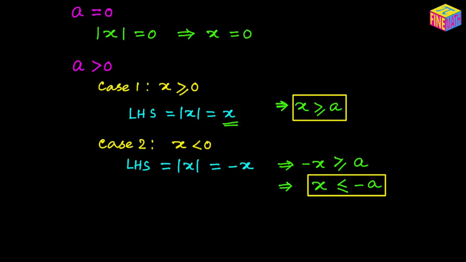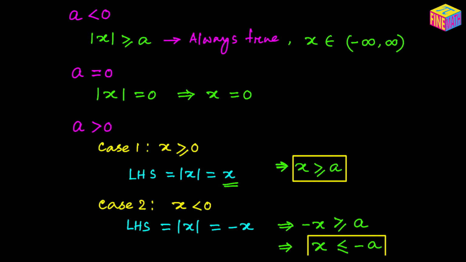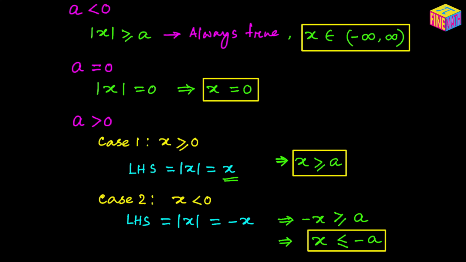So those are the two possible solutions here, that when a is a positive number, then we have two possible solutions. When a is 0, x will be 0. When a is a negative number, x can be anything, any real number. So now if you look at all three cases here, one possibility is that when a is a negative number, then x can be any real number. The second possibility is when a is 0, x can be 0. And then from the third possibility, we have two possible solutions here, that x can be either greater than or equal to a or less than or equal to negative a.